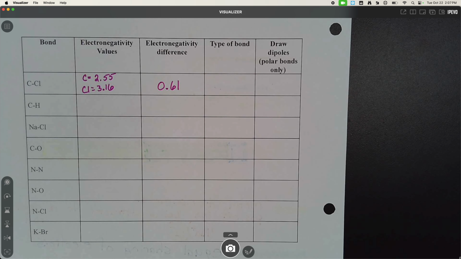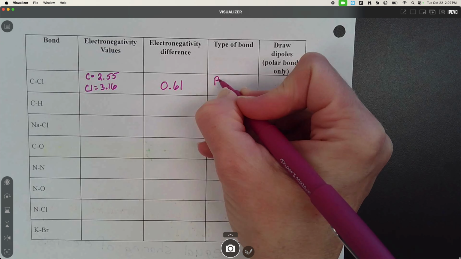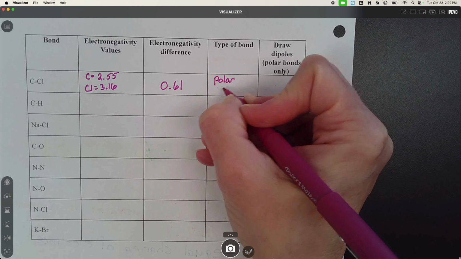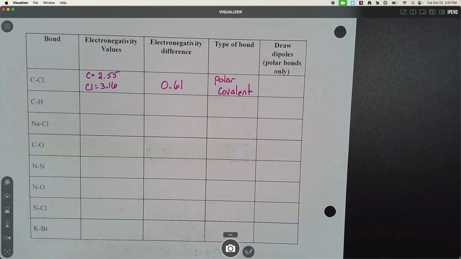Since these are 2 nonmetals, we can pretty much rule out the possibility that they're going to make an ionic bond. So we're more worried about whether this bond is going to be polar or not. We know that we have to have an electronegativity difference of at least 0.4 for it to be polar. 0.61 is well past the threshold. This is a polar covalent bond.